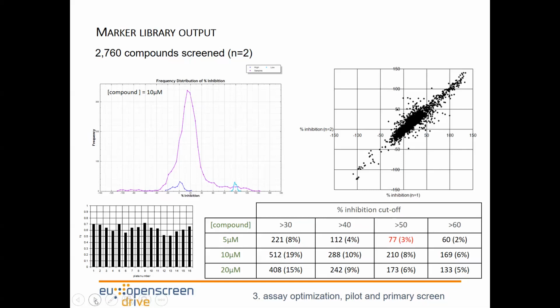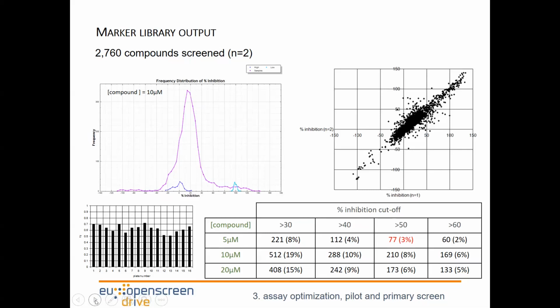The bottom left are the plates from the marker library screen, which was done in 384-well format, and the Z prime. For biochemical assays, we typically try and have a minimum of 0.6 Z prime. For cell-based assays, as they are often more tricky and more difficult and less sensitive, and the signal window is lower, we can aim for a minimum Z prime of 0.5.